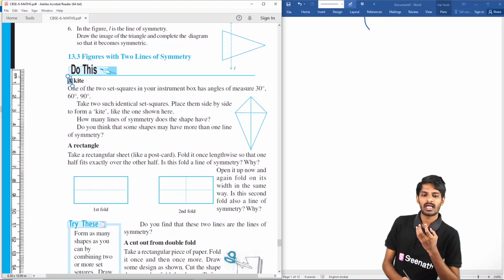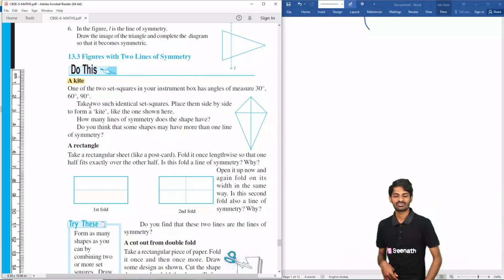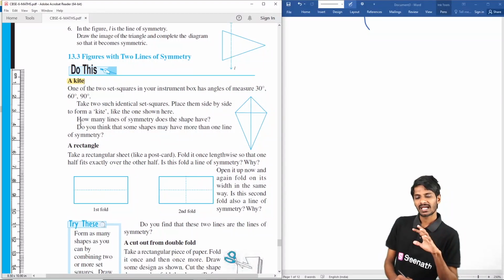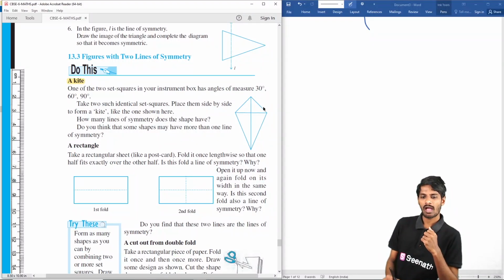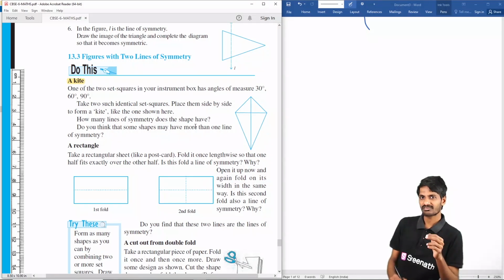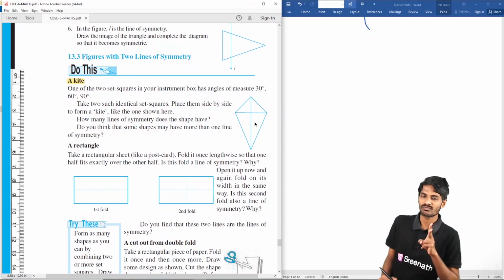Have you seen a kite, students? Of course, in the Sankranti festival, in Pongal holidays, you make kites and play with them. Have you ever seen that kite? It is in this shape. With the help of the two set squares in your instrument box, arrange them, then you will get an image like this. If you see, it has two lines of symmetry.